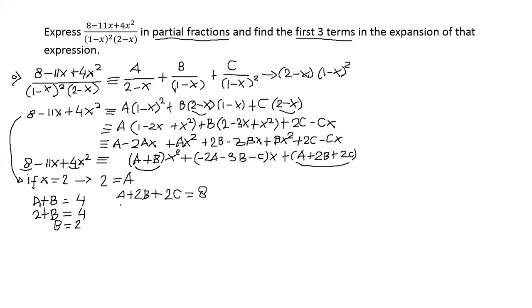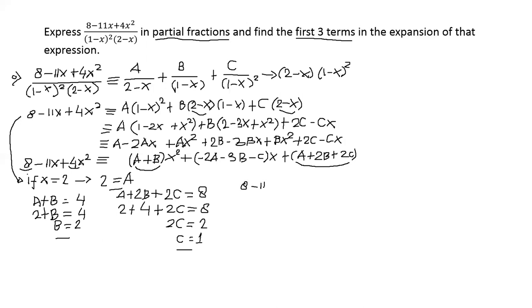Okay, a equals 2, while b equals 2. So it means 4 here. Yeah, 2c equals 2, because 8 minus 6. So c equals 1. So a equals 2, b equals 2, c equals 1. So we may write the partial fractions of these expressions.